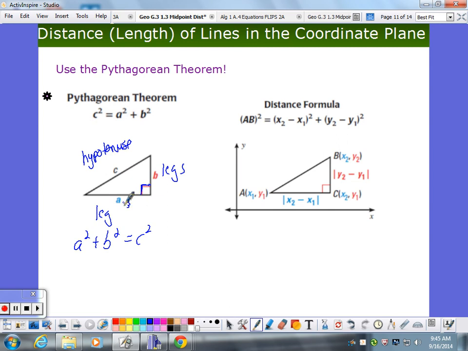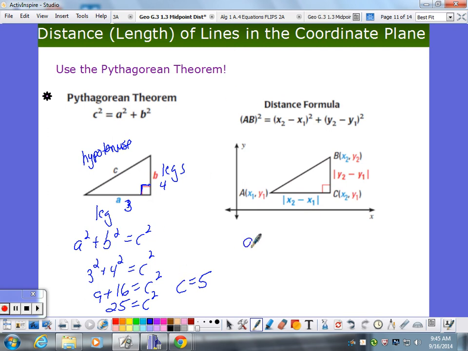So this was 3, and this was 4. 3 squared plus 4 squared will be your c squared. 9 plus 16 equals c squared. Oops. 25 equals c squared. So 25 is c squared, what's c? 5. C could also be -5 if I was to just solve that equation, but it doesn't make sense to have a negative length, so we only take the positive result. So that is the Pythagorean theorem.